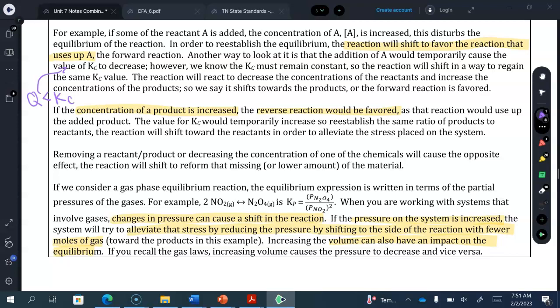If the concentration of products is increased, so then Q becomes greater than K, the reverse reaction would be favored, as that reaction would use up the added product. The value of Q would temporarily increase, so Q is now bigger. So to reestablish the same ratio of products to reactants, the reaction will shift towards the reactants in order to alleviate the stress placed on that system.